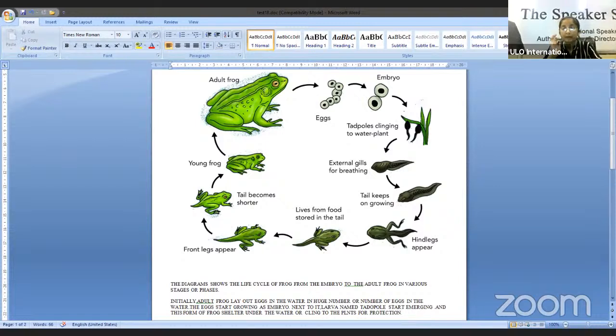This you can write. Next stage is external gills for breathing. For breathing, the external gills, or you can say only gills, external gills are produced, or the formation of gills takes place. We have covered till external gills.